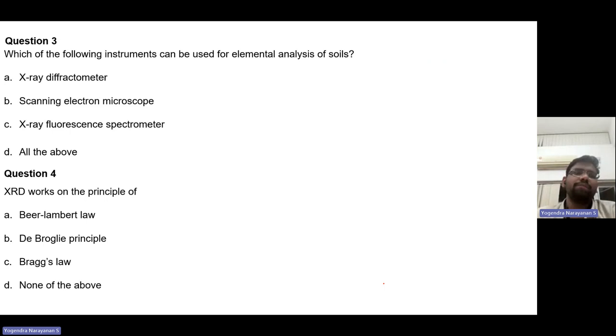So let us move to the third question. Which of the following instruments can be used for elemental analysis of soils? So here, elemental analysis of soils. Now the notion of this statement is a comprehensive study of the composition, how they are present, their arrangement, etc.